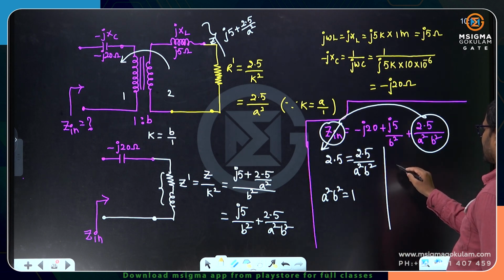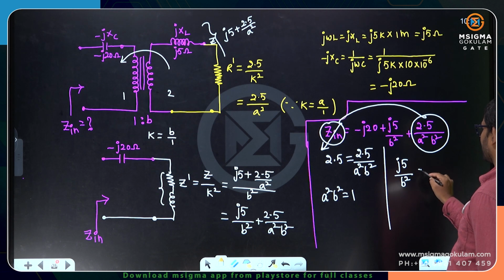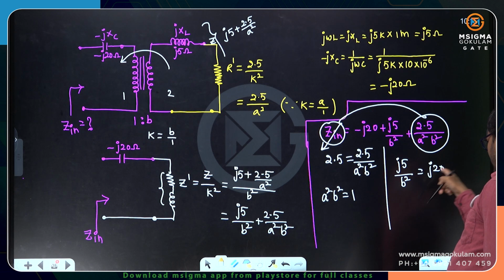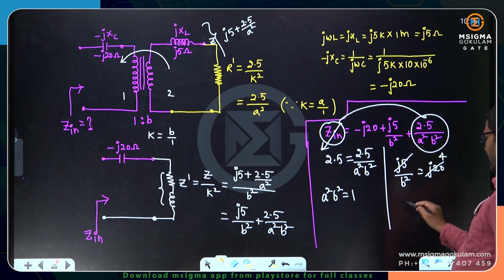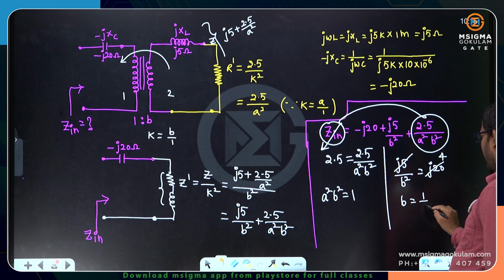If you make the imaginary term equal to 0, then j5 by b square is equals to j20, not minus 20, because otherwise minus 20 is equal to 0. So it will be j20. So j5 and j20, j gets cancelled, you will be getting 4. B square is equal to 1 by 4. B is equals to 1 by 2 or 0.5.